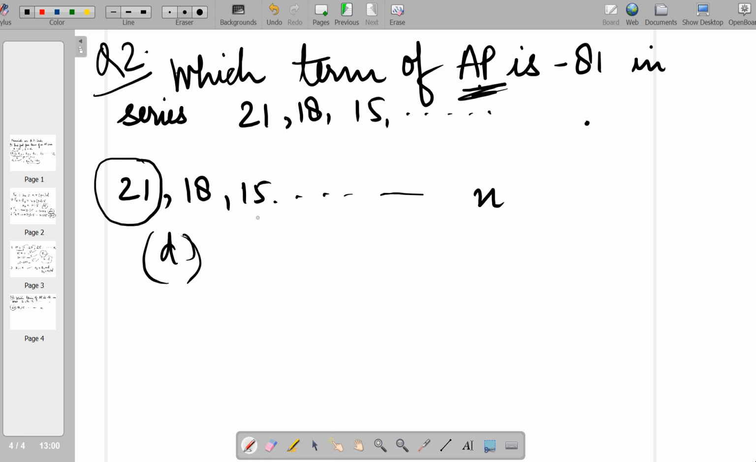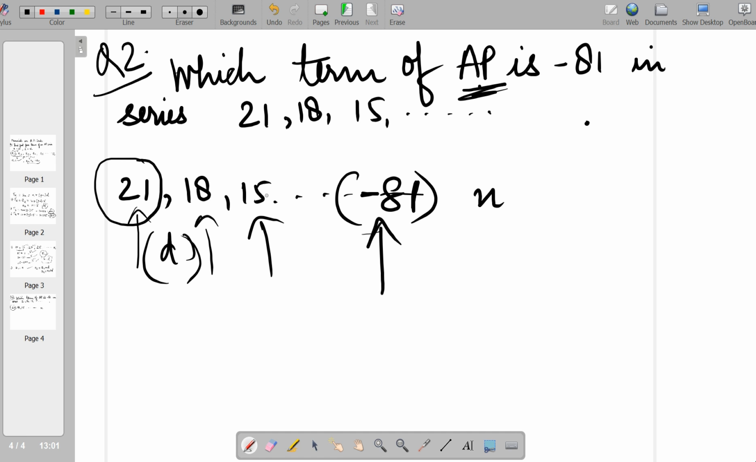Now, in this series, they are saying there will be some position where you will find minus 81 also. Meaning at some position, you will find an element which is minus 81. So you have to find this position. Like if I say the first position element is 21, the second position is 18, the third position element is 15, what position will give you the value minus 81? This you have to find.